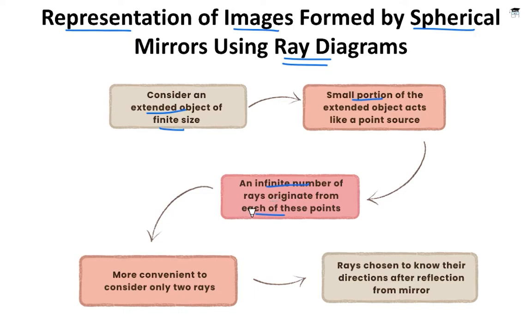To construct the ray diagram, in order to locate the image of an object, an arbitrarily large number of rays emanating from a point could be considered. However, it is more convenient to consider only two rays for the sake of clarity of the ray diagrams. These rays are so chosen that it is easy to know their direction after reflection from the mirror. So let's discuss the rays of light which we are going to use in our ray diagrams.